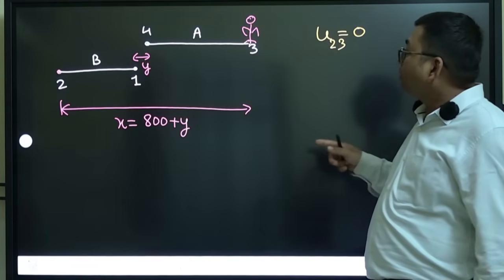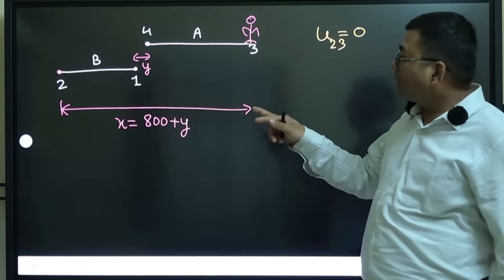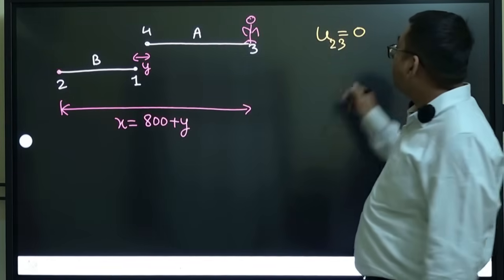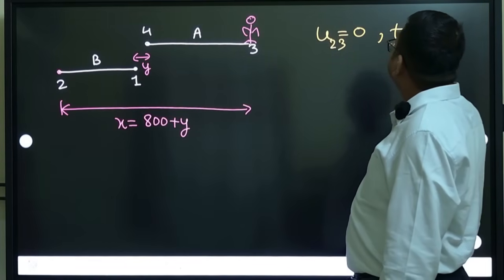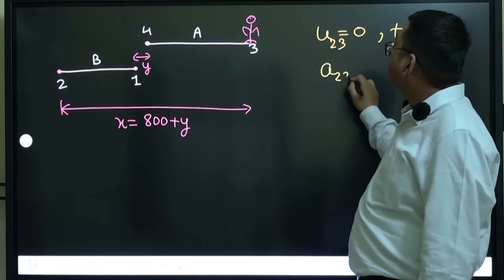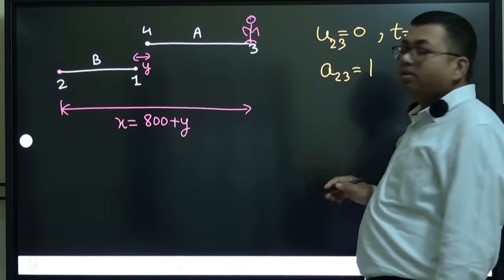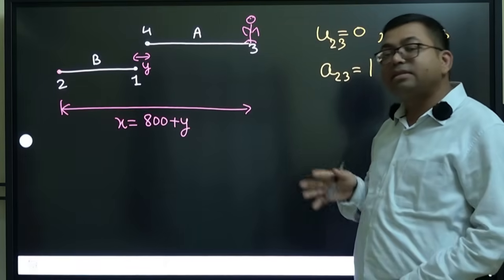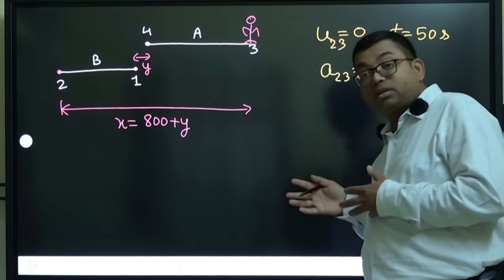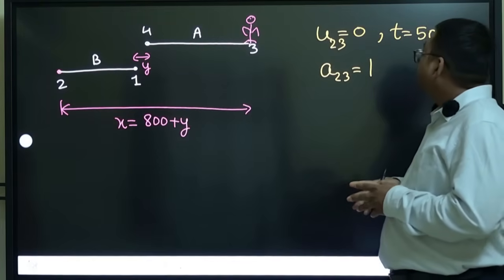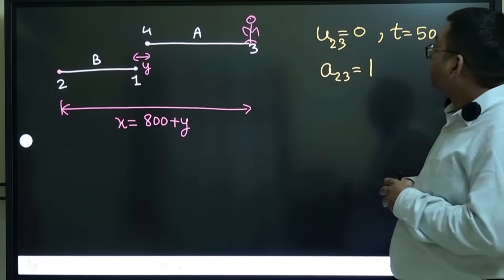Now point 2 has to come to point 3. How much time is it taking? Time taken is 50 seconds. And what about the acceleration of 2 with respect to 3? Acceleration is 1 only, because 3 is not accelerating, only 2 is accelerating. So relative acceleration is acceleration of 2 minus acceleration of 3, but 3's acceleration is 0, so only the acceleration of 2 will come. These are the things you know, right?